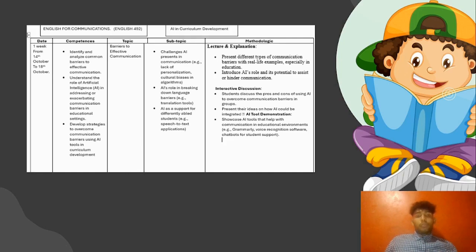The methodology that I want to use during the week is lecture explanation. I'm going to present different types of communication barriers with real life examples, especially in education. I'm going to introduce AI's role and its potential to assist or hinder communication. Interactive discussion: of course, students discuss the pros and cons of using AI to overcome communication barriers and so on.